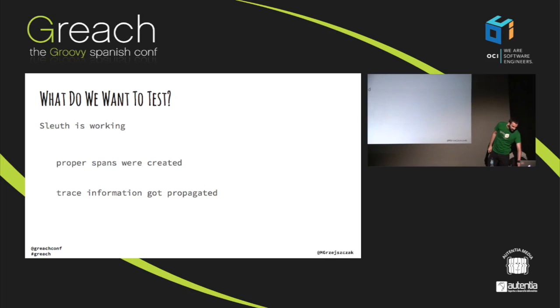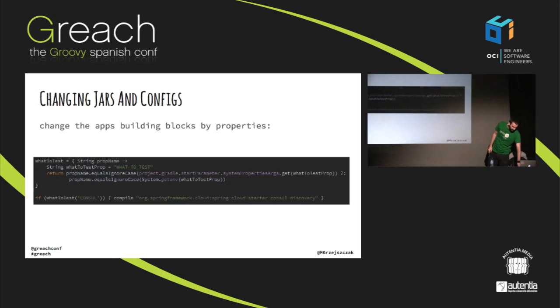Now, what did we want to test? That Sloop is working and proper spans were created and transfer information got propagated. That's obvious. And now off to the Gradle meat, so to say. Can you see that properly? Yes? Okay, so the very most important thing was that I wanted at runtime to choose what I want to test. So if I create a jar with an application, I wanted to choose if it's going to contain the console or Eureka or anything else. So here you have a what to test closure that gets like a property name.